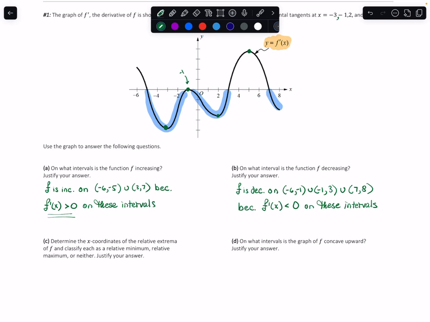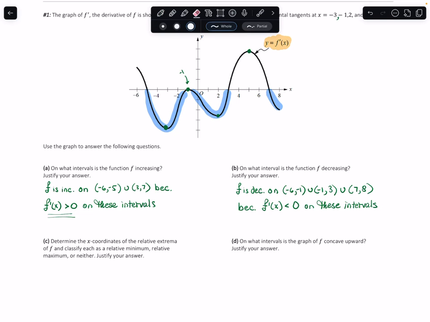Okay, next thing. C, determine the x-coordinates of the relative extrema of f and classify each as a relative minimum, relative maximum, or neither. Justify your answer. That's a pretty big amount of work.